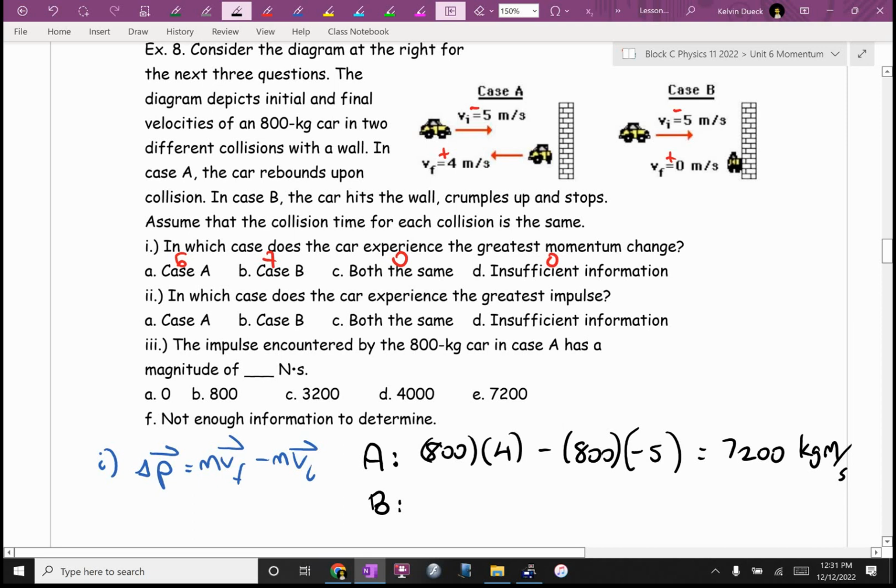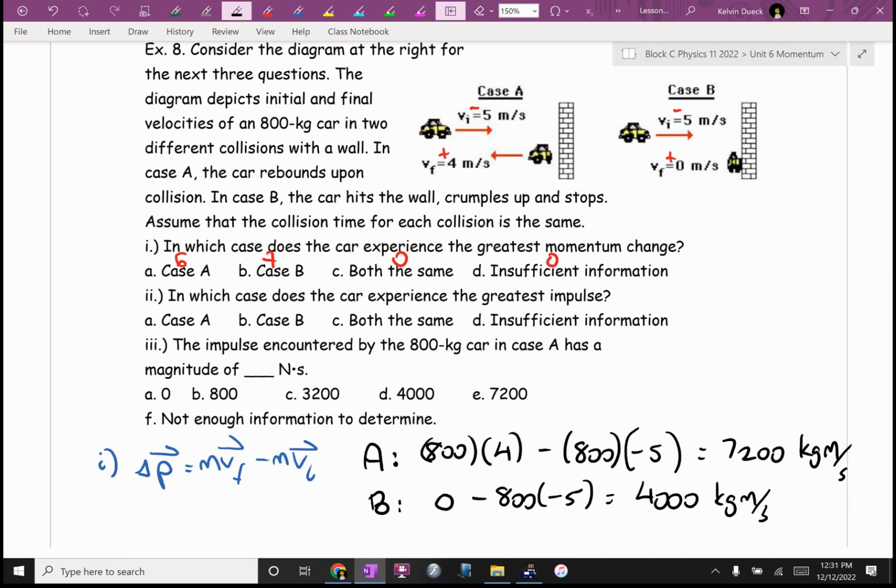What about in the second situation? Well, what's V final? So it's going to be 800 times 0 minus 800 times -5. I can do this one in my head. What's a minus? The same as a plus. I think you get... Is that right? Which one underwent a bigger change in momentum? Why? Why should you have been able to look at this diagram and know for a fact that it was case A? Because momentum changed to a negative value.